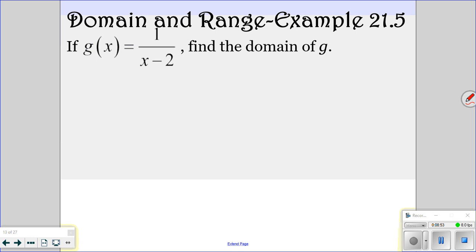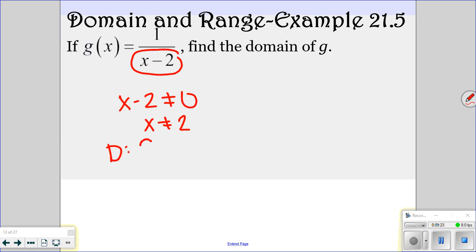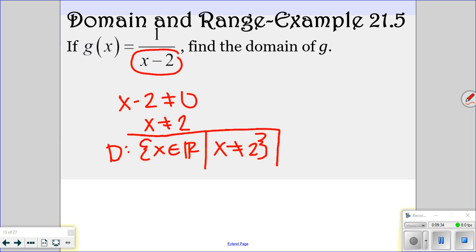Looking at another one, we want to find the domain of this function. So we don't have any radicals, so we don't have to worry about that, but we have a fraction. And we know that our fractions cannot have a 0 in the denominator. So x minus 2 cannot equal 0 because you can't divide by 0. So that means that x cannot equal positive 2. So the domain on this one: x is an element of the reals such that x does not equal 2. And so that would be your domain there.